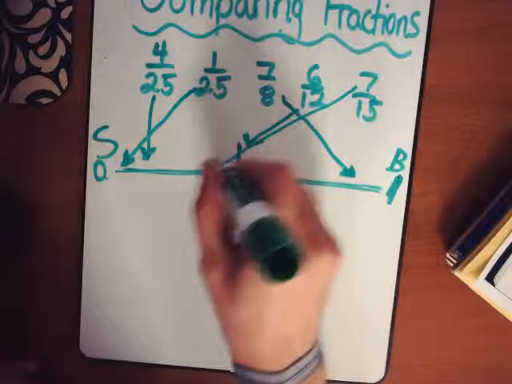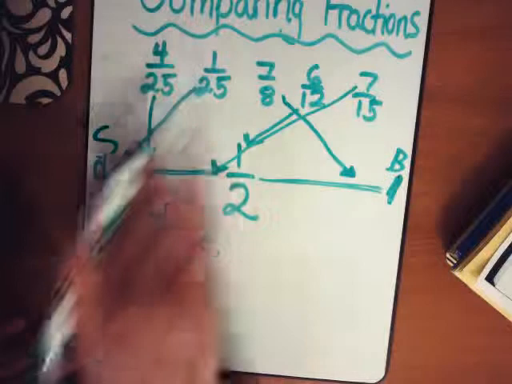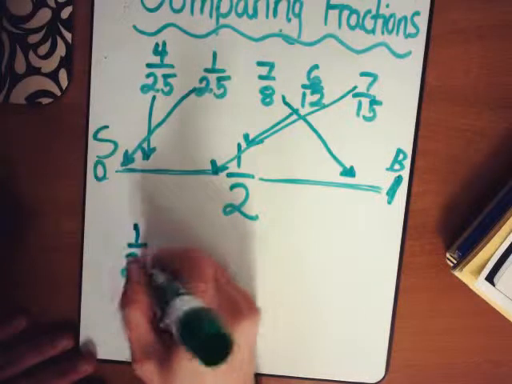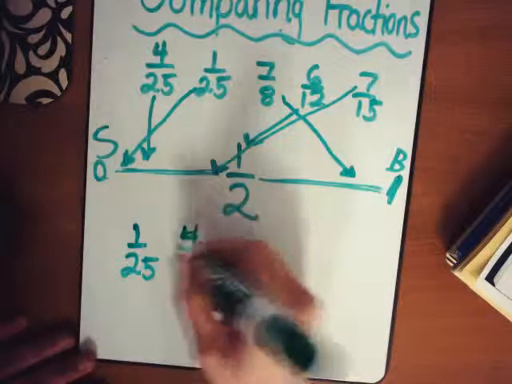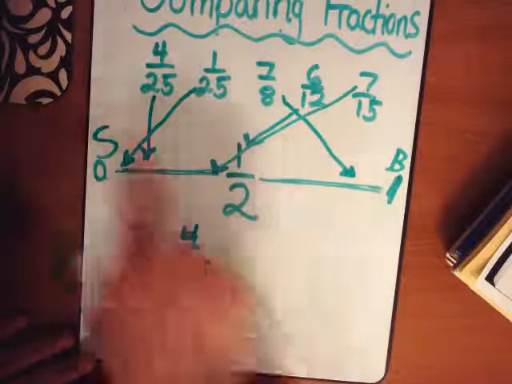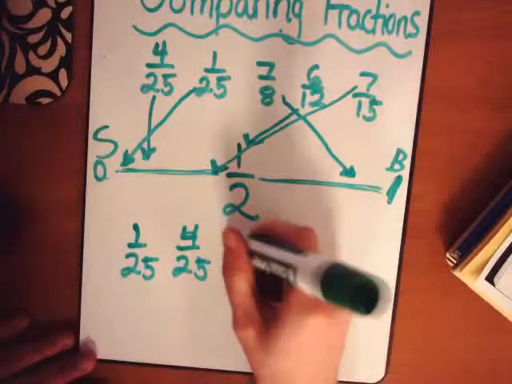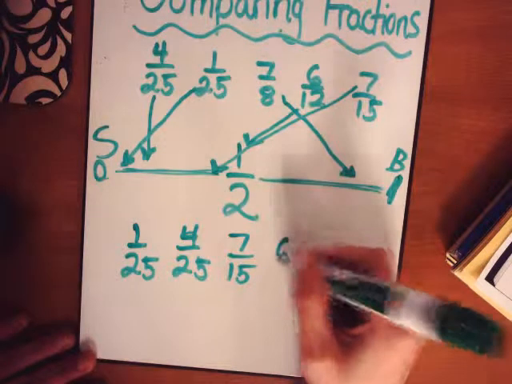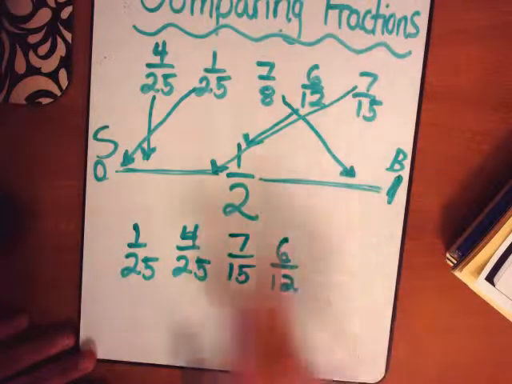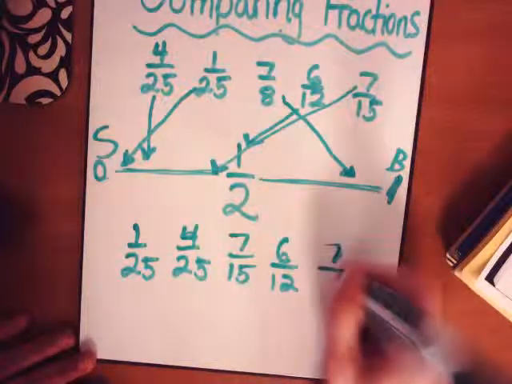So when we put these in order then, we've got our 1/25, our 4/25. Then next, right before the half, we had our 7/15. Exactly half was our 6/12. And then last, almost a whole, just 1/8 from a whole, we've got our 7/8.